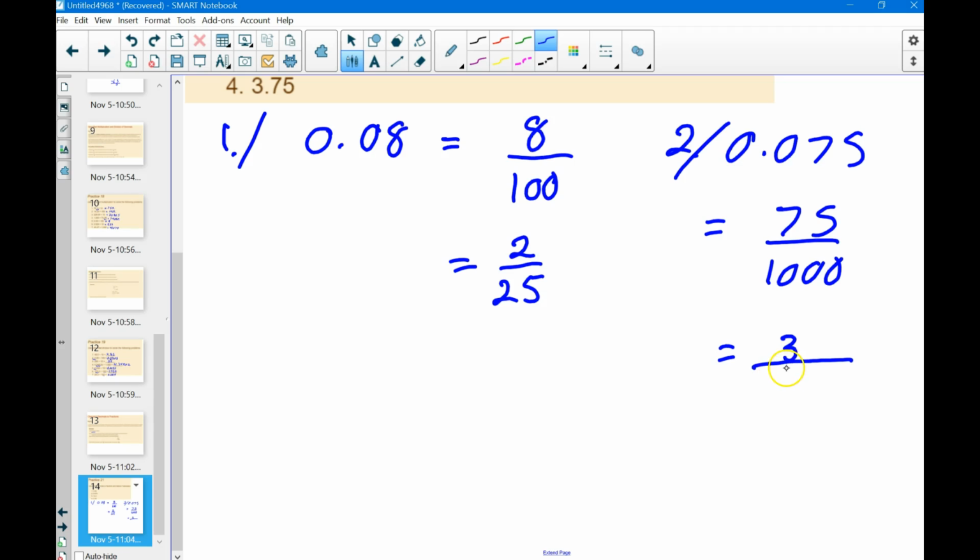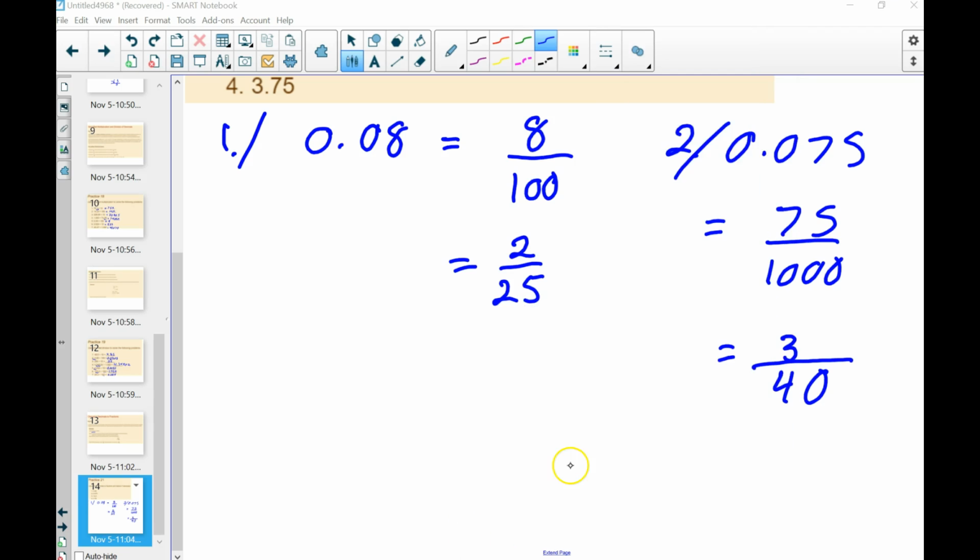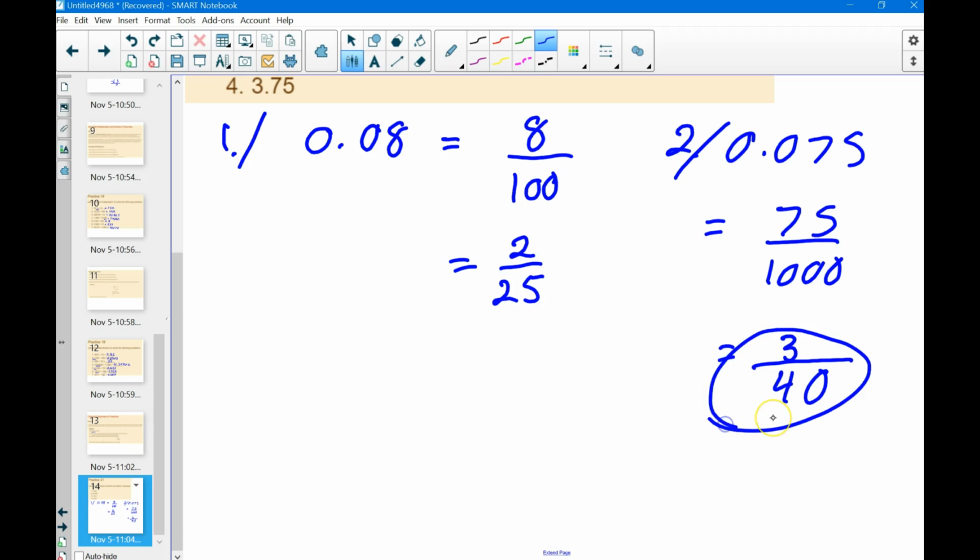And 25 into 1,000 is 40. Double check that. Yep, sounds good. So 0.075 actually turns out to be 3 over 40. And we can't reduce that any further. Awesome. Let's look at number 3.